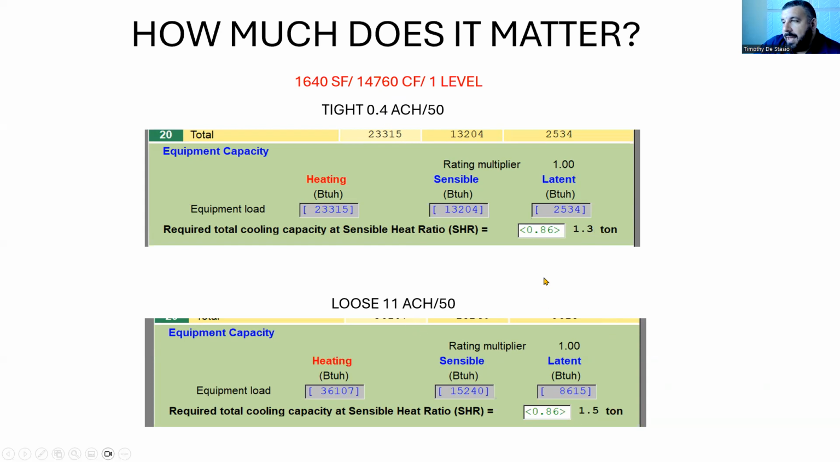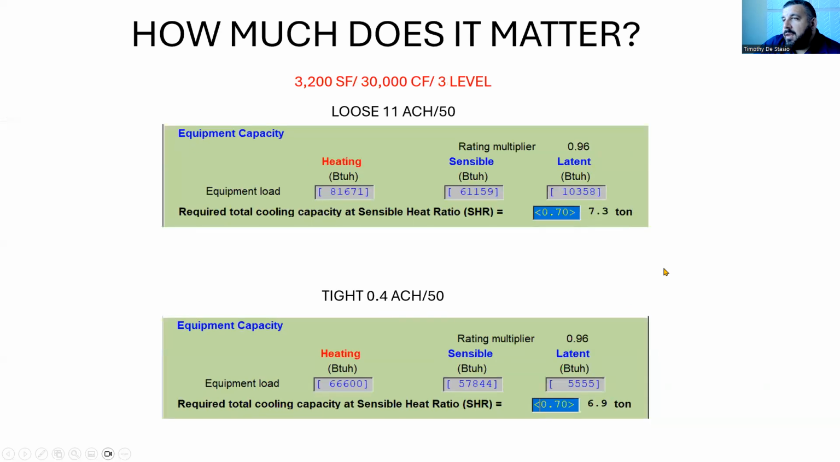But that is just my house. My house has a lot of other features on it that make it a high performance house. So the infiltration isn't a huge piece of the pie. Now let's take another house. This is actually a historic house, a turn of the century house in Wilmington that I measured not too long ago. 3,200 square feet, 30,000 cubic feet, three levels. And then again, I just changed it in my load calc software.